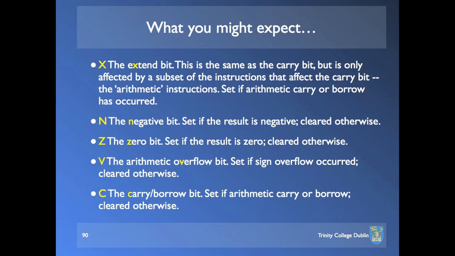Okay? Z bit, the V bit is the overflow bit, which will be set if sign overflow has occurred. If you add two positive numbers and get a negative result, that's sign overflow. You only pay attention to it, of course, if the things you're adding in that example are indeed signed. If they're not signed, you just ignore it. The carry, the C bit is the carry borrow bit. Set if there's been an arithmetic carry or borrow, and cleared otherwise. Okay, so they're the expected interpretations or meanings of the condition code register bits.